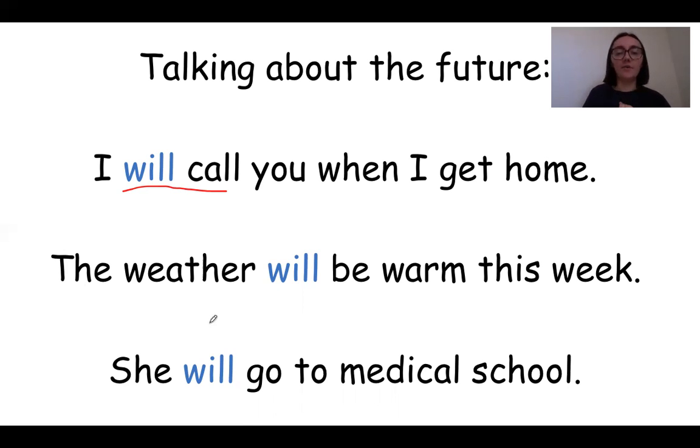Okay, the next one. The weather will be warm this week. Again, the weather, not right now, but in the future, will be warm. It's going to be warm in the future. So we say will be warm. This next one, she will go to medical school. That's letting people know it's in the future. Everything that you're talking about in the rest of this sentence, boom, we're talking about the future.